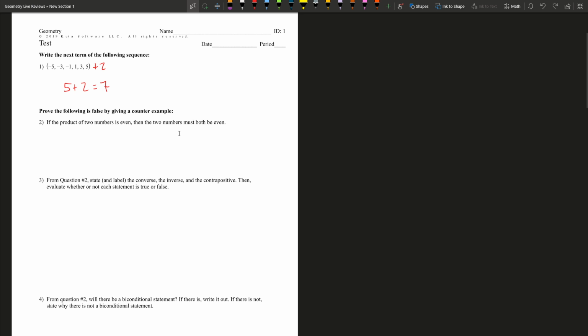Next, prove the following is false by giving a counterexample. If the product of two numbers is even, then the two numbers must both be even. Sorry, if the product is even, then these two numbers must both be even. We could just do 2 times 15 is equal to 30. 2 is even, 15 is not even, but our product is even. So this is a counterexample.